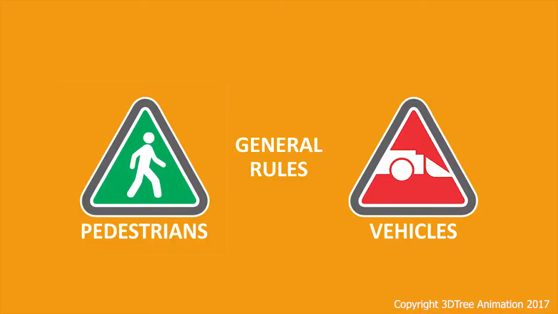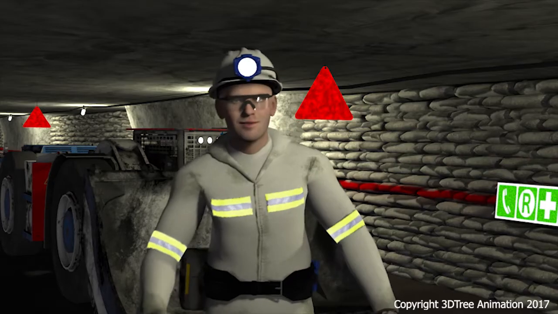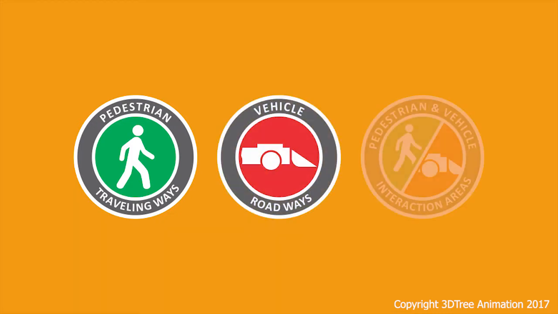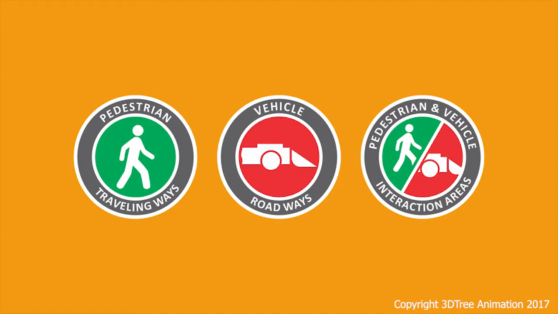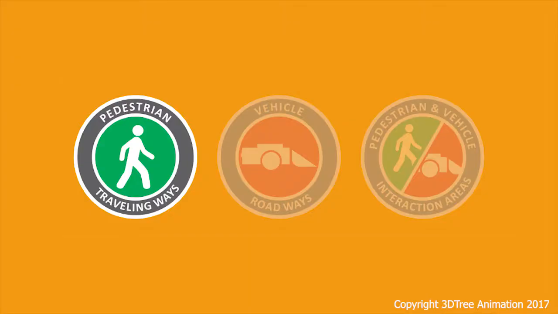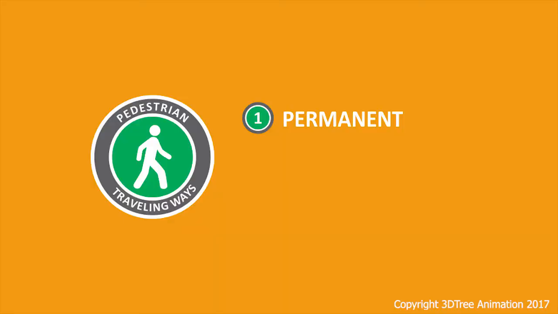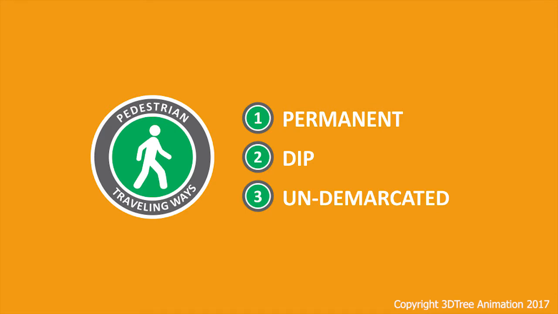And this concludes the general rules for pedestrians and vehicle operators. Next, we can look at the different demarcation standards. There are 3 demarcation standards that you should always look out for: pedestrian travelling ways, vehicle roadways, and pedestrian and vehicle interaction areas. Let's look at the first one: pedestrian travelling ways. The areas demarcated for pedestrians are known as permanent travelling ways, dip travelling ways, and undemarcated areas. We'll look at permanent travelling ways first.